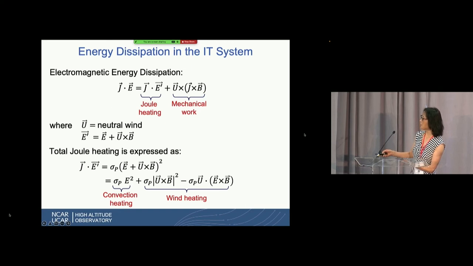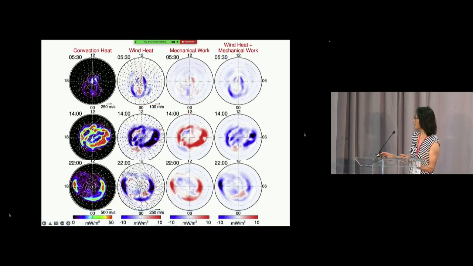However, if you have a neutral wind flow in a different direction from the ions, then this term can become larger than that. That's the only case where you get a negative term overall. So when the wind and the drift are in different directions, you may get a positive result from here. So these are the times I mentioned earlier: three times, 5:30 UT for northward IMF, and 14 UT and 22 UT corresponding to southward IMF.